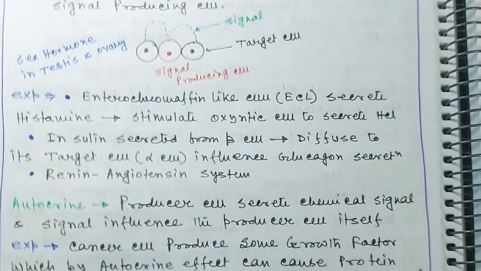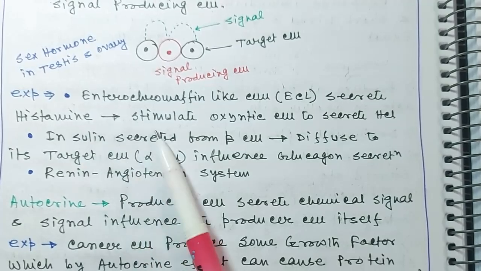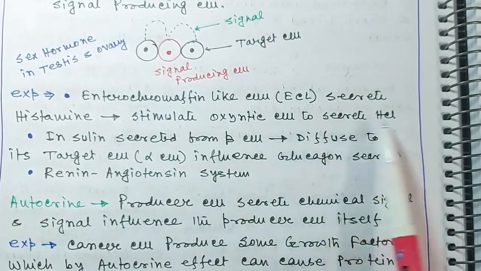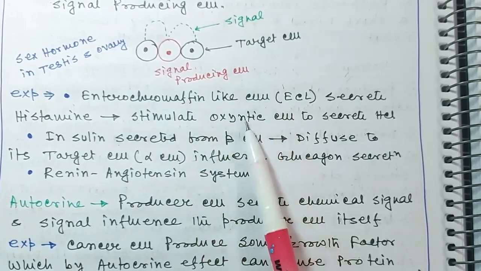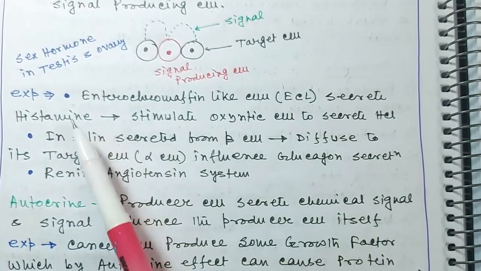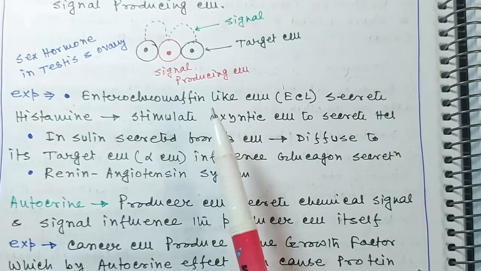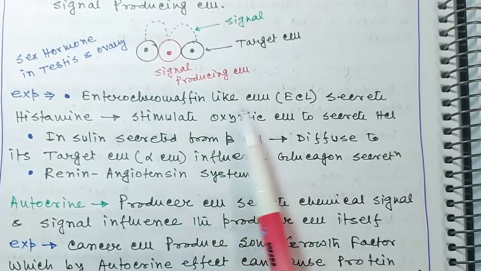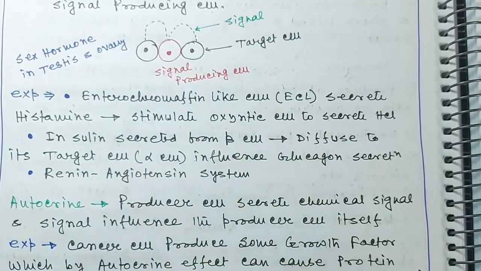Also, the enterochromaffin cell or ECL cell secretes histamine, and this histamine stimulates the oxyntic cell to secrete HCl. The enterochromaffin cell and oxyntic cell remain close to each other. So the enterochromaffin cell which secretes histamine acts on the oxyntic cell which is present very close to it. This is also an important example of paracrine secretion.